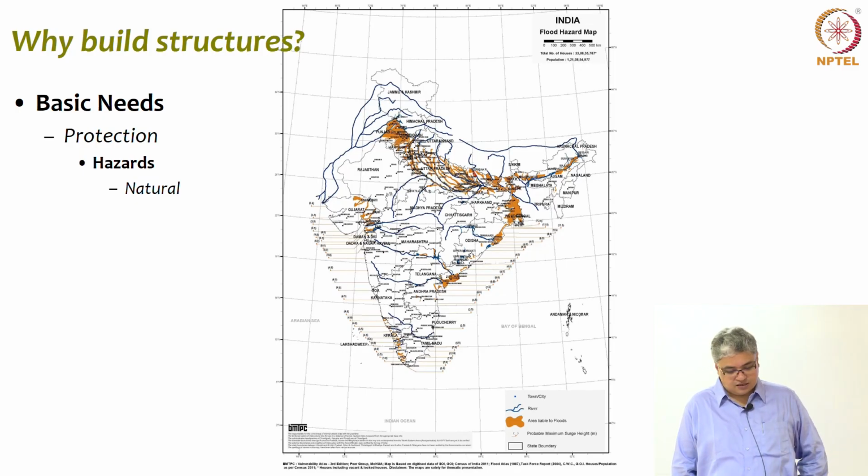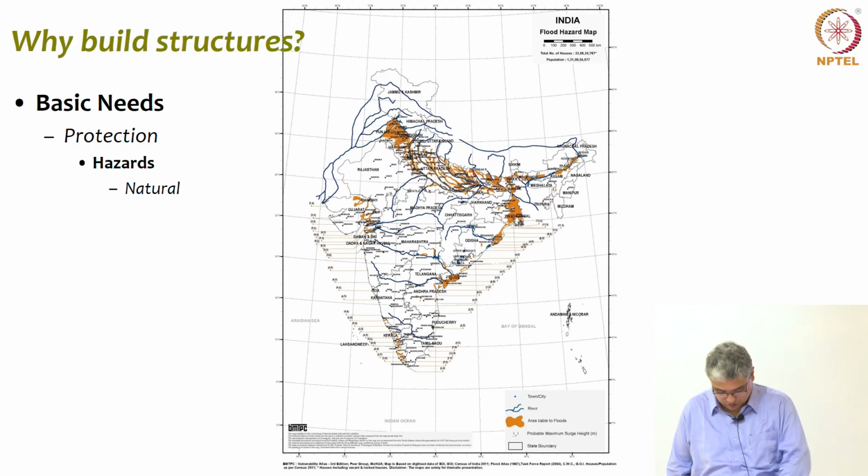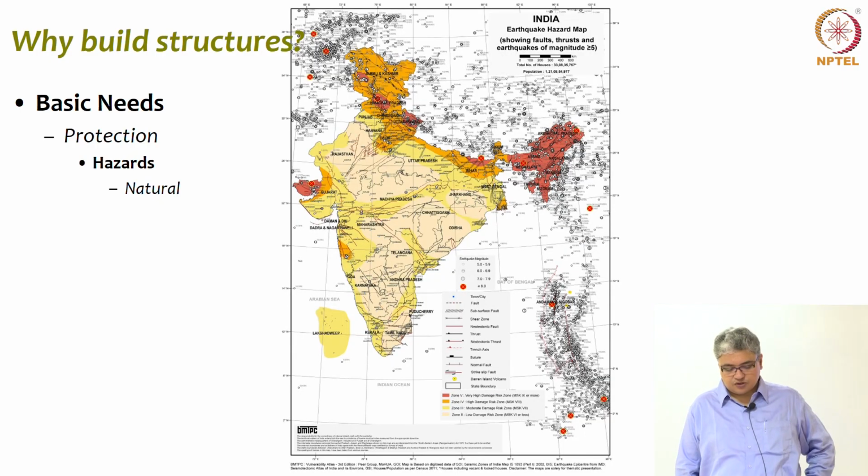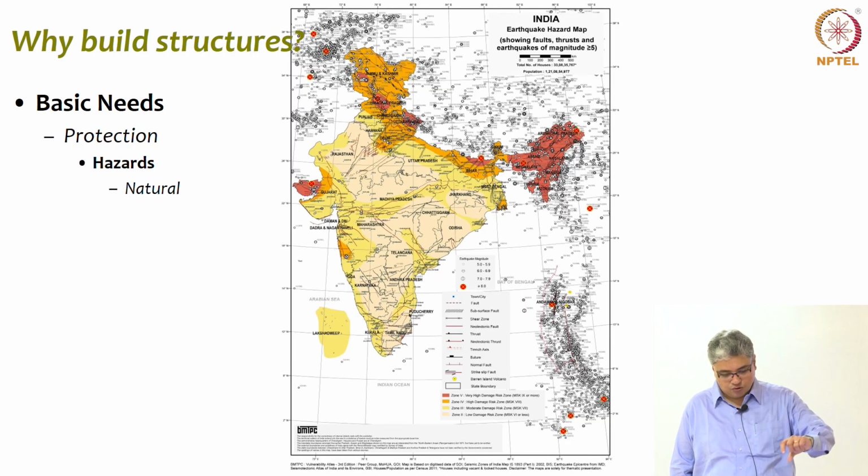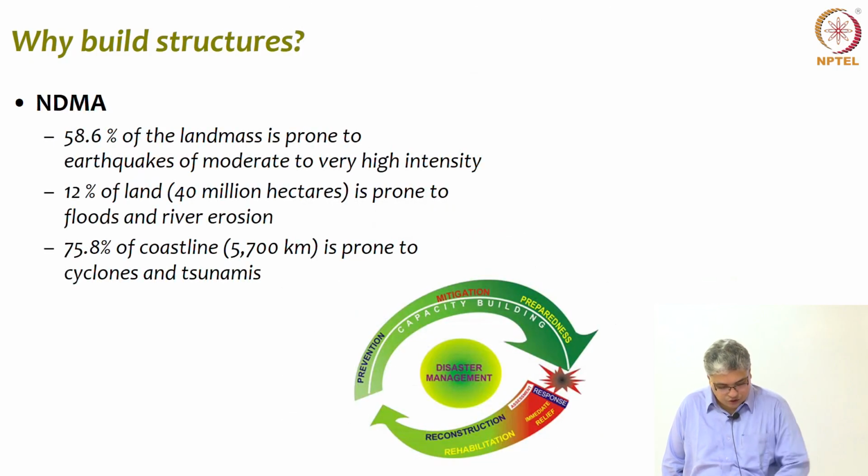Flood is another natural hazard, and every year we see these reports of, on one side we see drought, right, and on one side we see flood going on. And then earthquakes. So we have earthquakes occurring all over India, and particularly the whole Himalayan belt, if you see, is very, very prone to earthquakes.